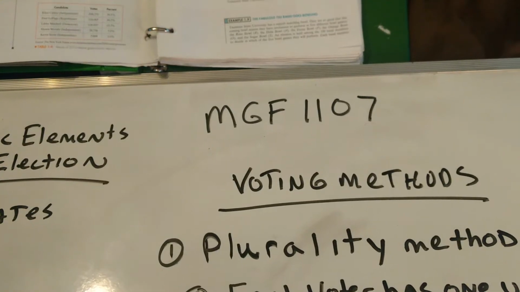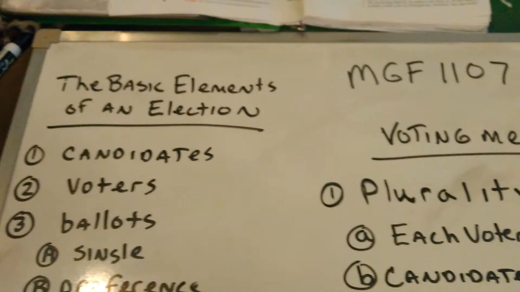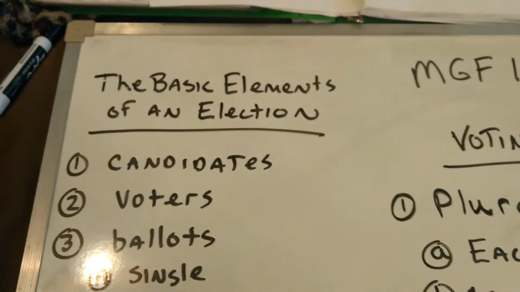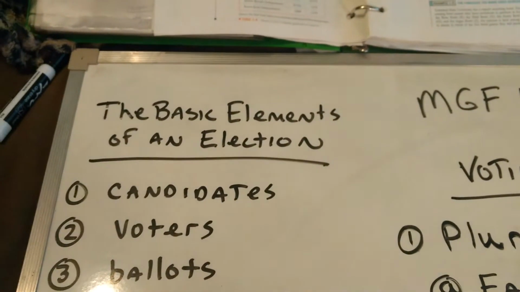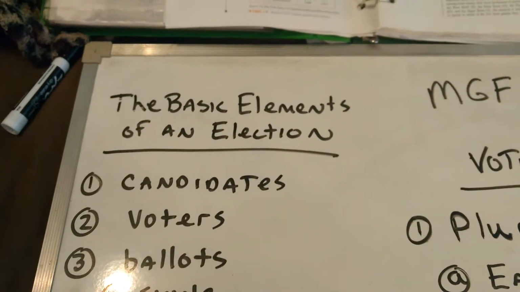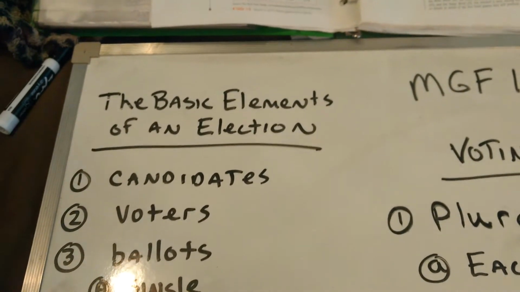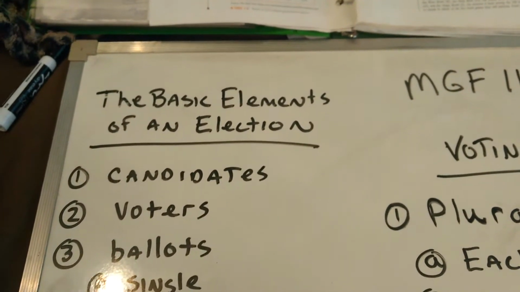For MGF 1107 Liberal Arts. The first topic we're going to take on here is the mathematics of voting. This will consist of 3 different videos containing information about the mathematics of voting.